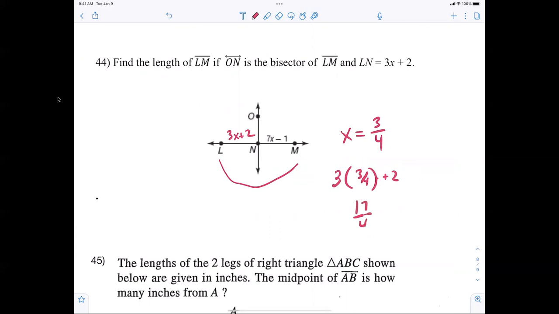All right, 17/4. So that means this is 17/4, which means this over here is 17/4, which means that LM is going to be what? 34/4, but of course we just reduce that, or we say 17/4 times 2, which is just 17/2. You got to be good at fractions too. If you forgot your fractions, let me know. Everybody's good with that? 17/2 units.